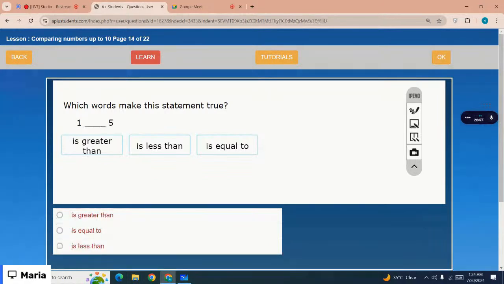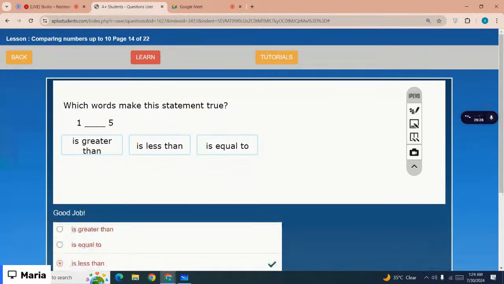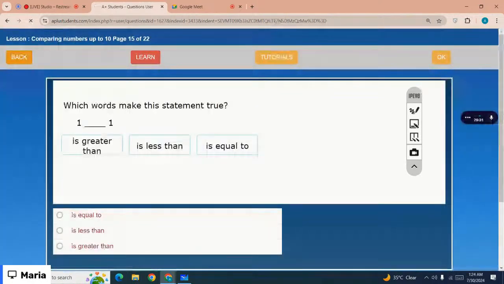Which words make the statement true? 1 and 5, which is the correct option? Less than it is, right? Because when you count, 1 comes first and then 5. So 1 is less than 5. Okay, you can complete the lesson by yourself later today. Let me just move on to the next lesson.